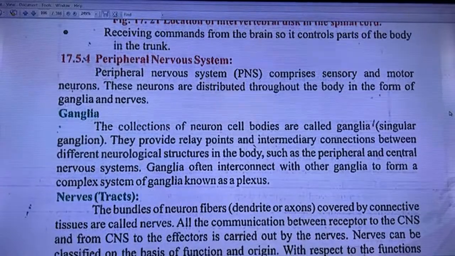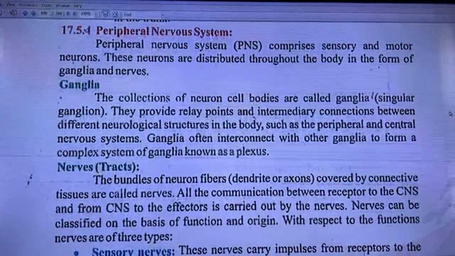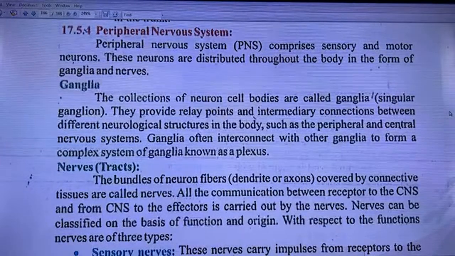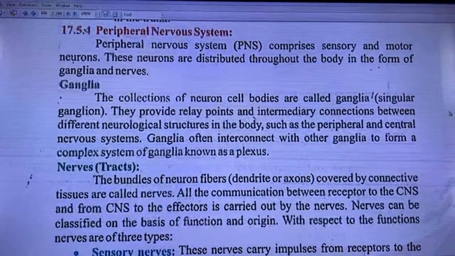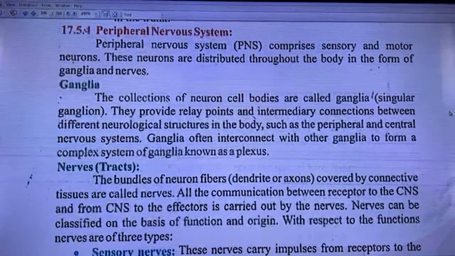Peripheral nervous system. The peripheral nervous system comprises sensory and motor neurons. These neurons are distributed throughout the body in the form of ganglia and nerves. The collections of neuron cell bodies are called ganglia, singular ganglion. They provide relay points and intermediary connections between different neurological structures in the body, such as the peripheral and central nervous systems. Ganglia often interconnect with other ganglia to form a complex system of ganglia known as a plexus.